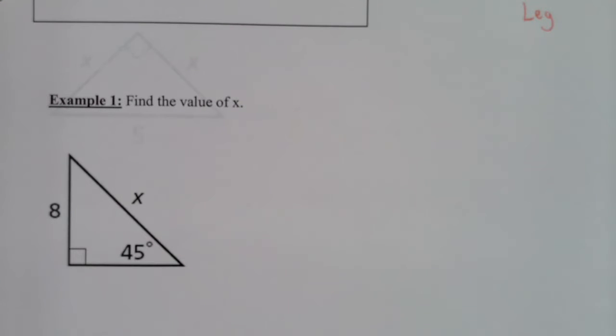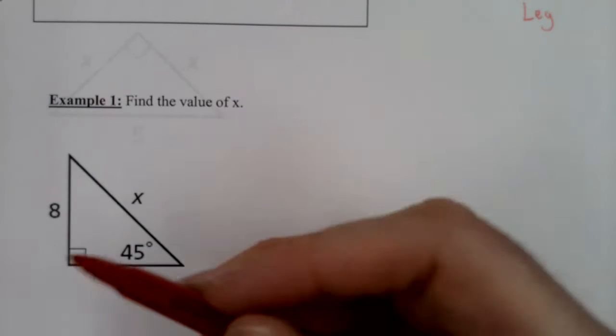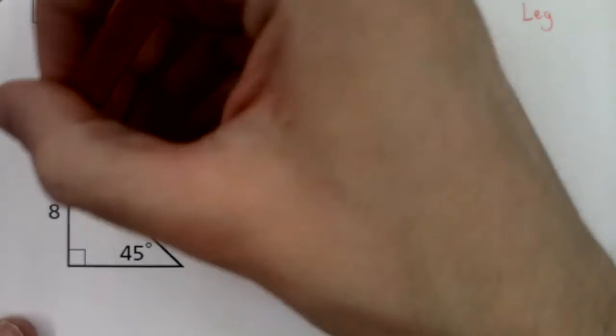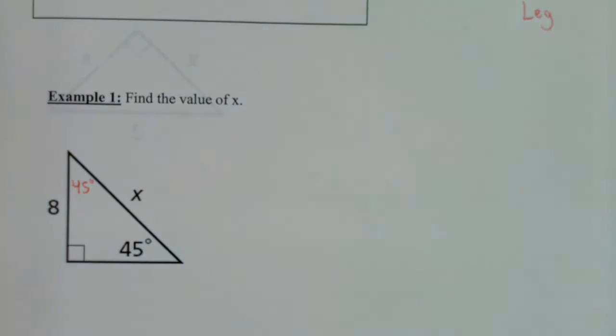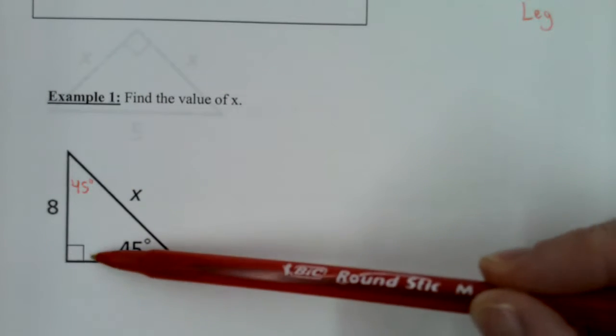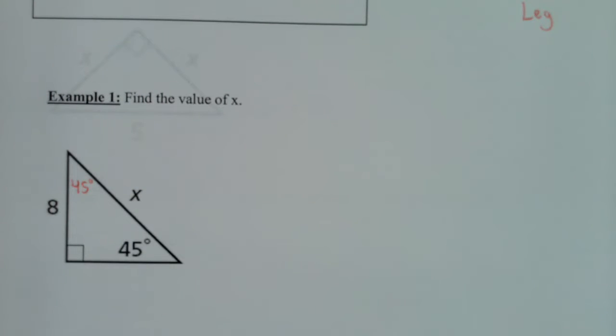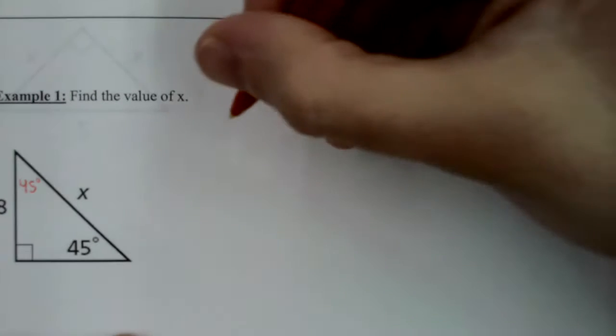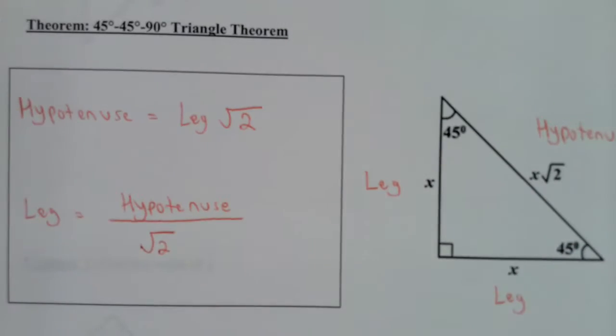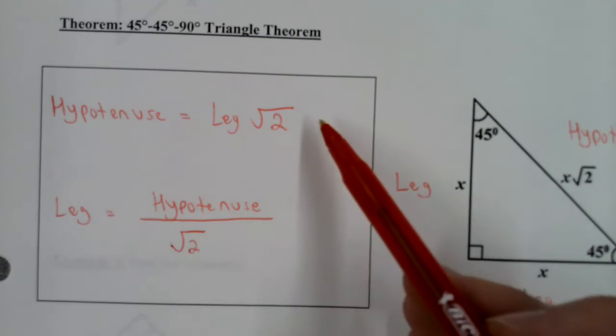Example 1, find the value of x. Now you should know all the angles in the triangle add up to 180 degrees. So since that's 90 and that's 45, this missing angle has to be 45 degrees. And you'll see it is a special triangle because it's a 45, 45, 90 triangle. Now you have to solve for x. X is the hypotenuse. We're going to use this formula above.